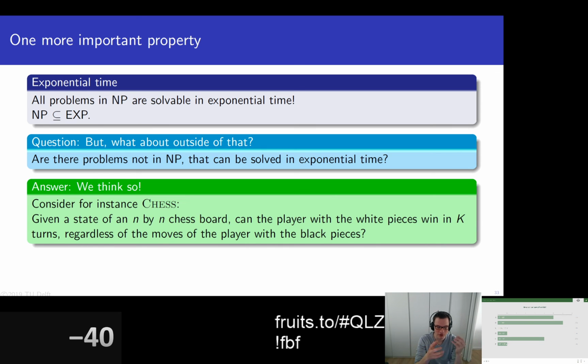This is actually a problem in PSPACE, as we call it. And it is still possible that this problem is also in NP, that NP and PSPACE are equal. We don't know. So, we think so. For example, chess, which is a problem that cannot even be verified in polynomial time, but we don't know.